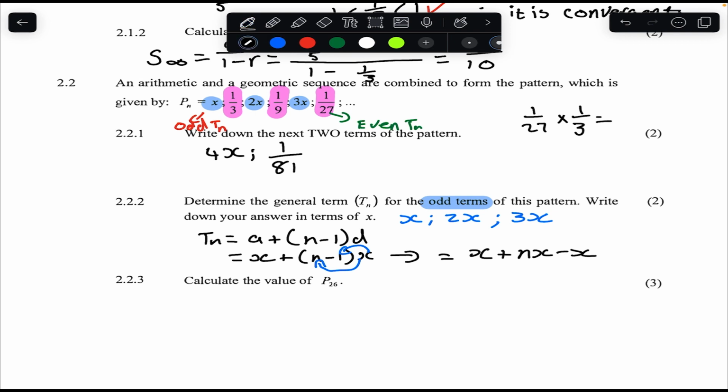So my x's will cancel out. x minus x is 0. So therefore the Tn is going to be xn.